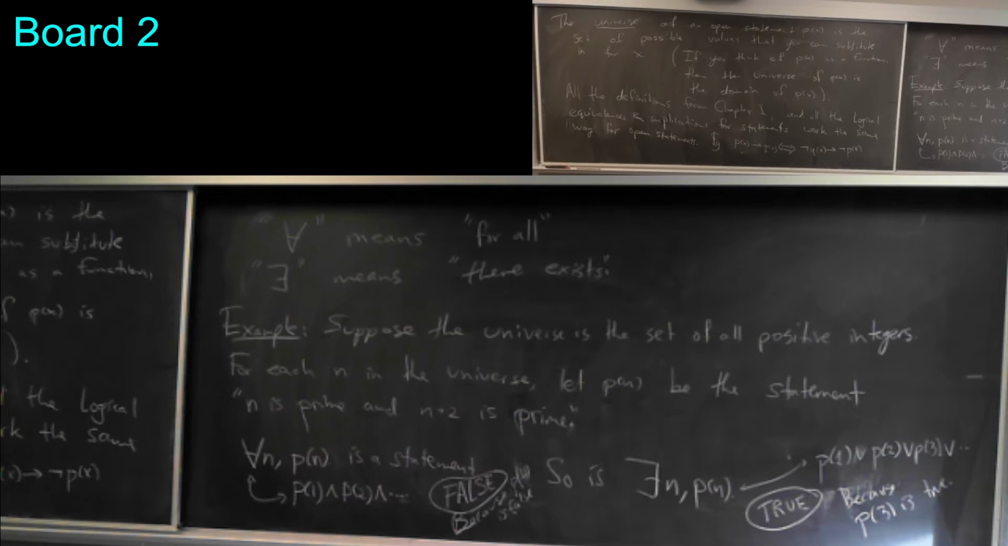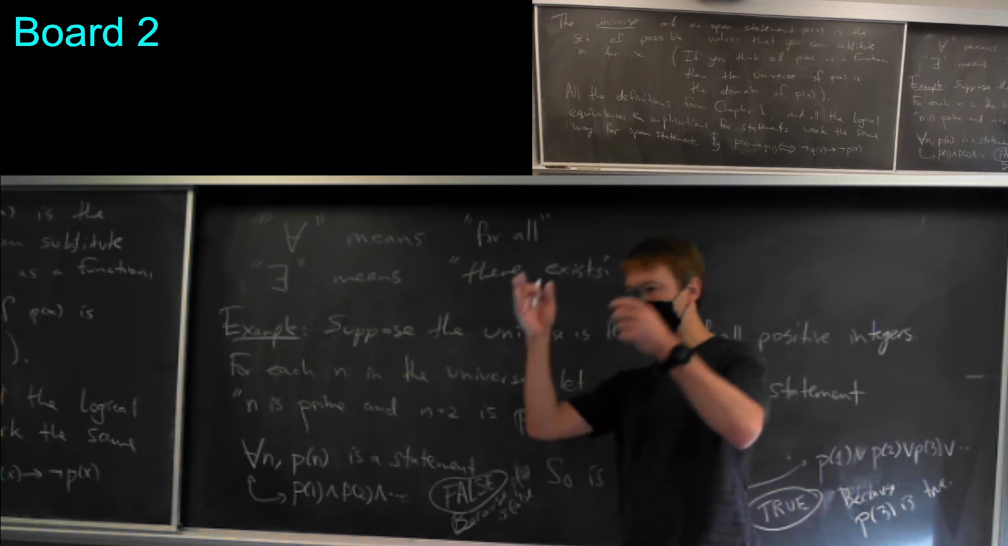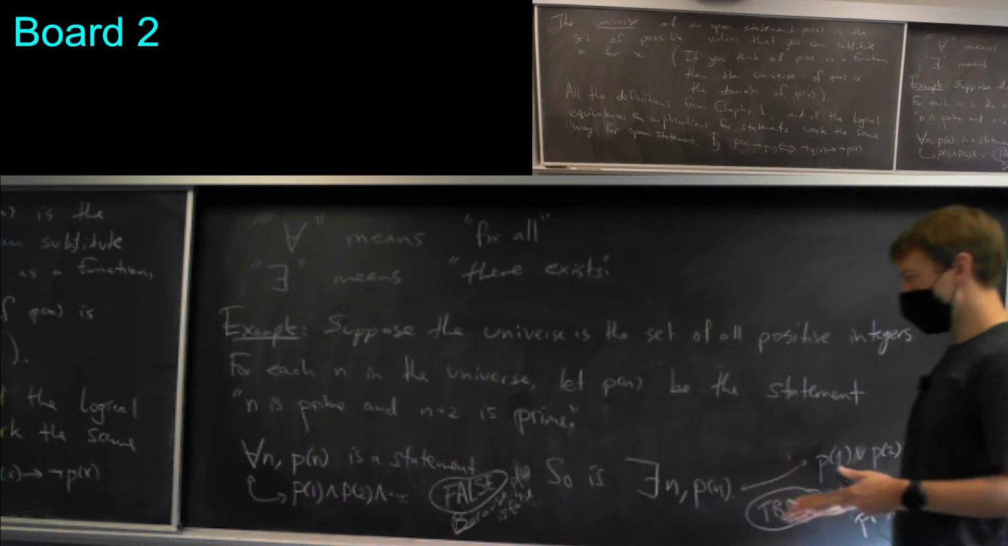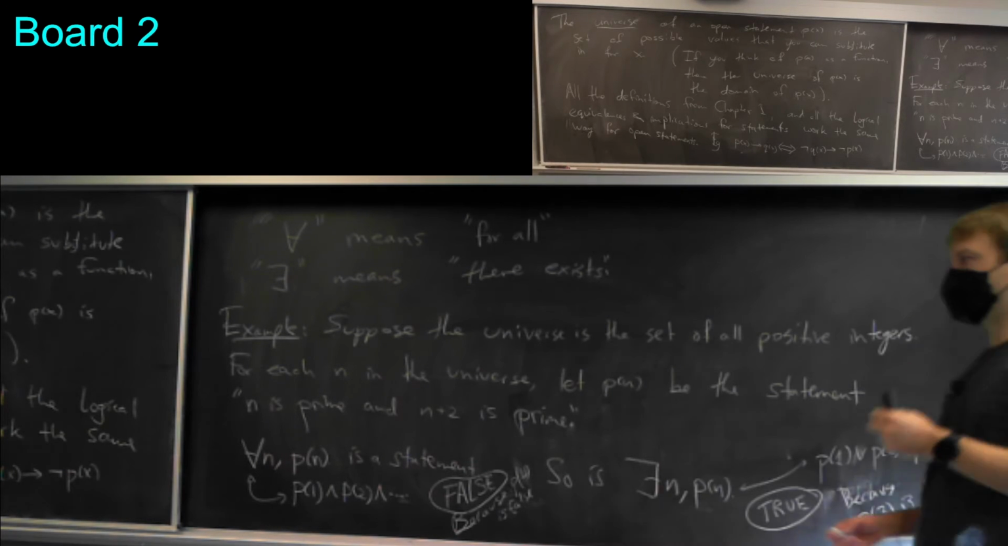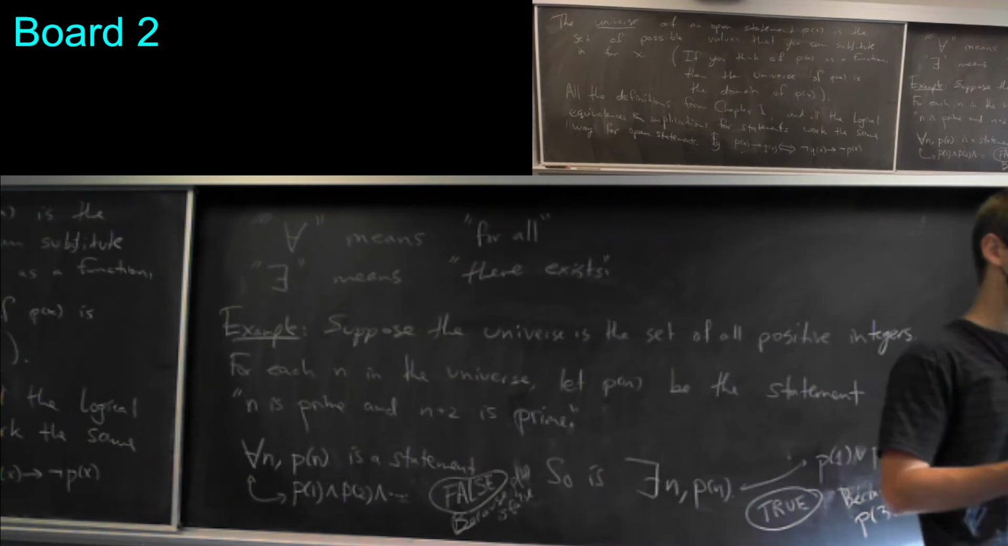Okay, so that's how these quantifiers work. You have for all, and you have there exists. For all, you should think of it as a big and, that it has to be true for every different thing in the universe. And there exists, you should think of as a big or, that it has to be true for at least one thing in the universe.